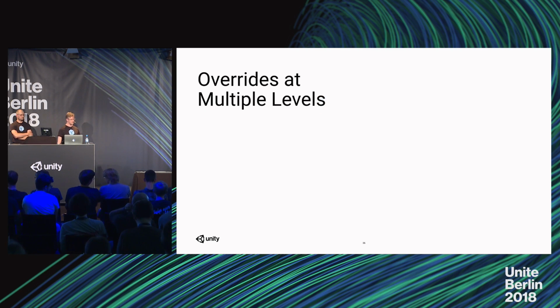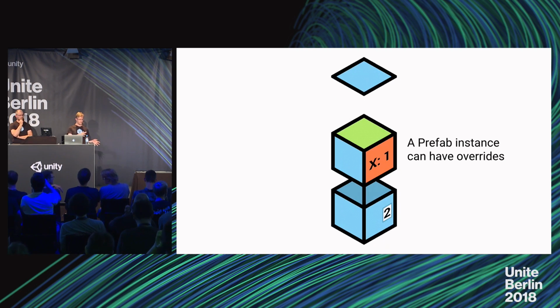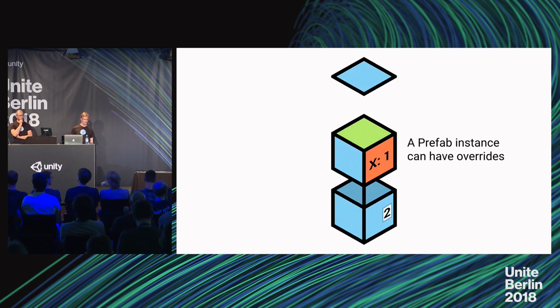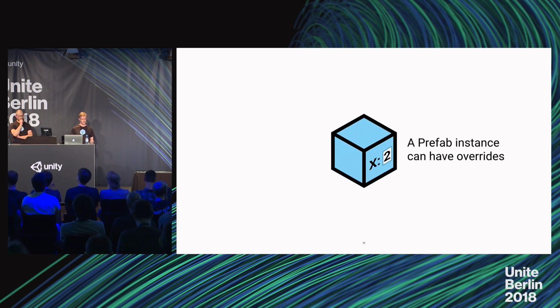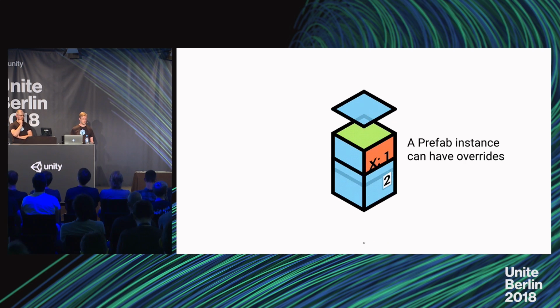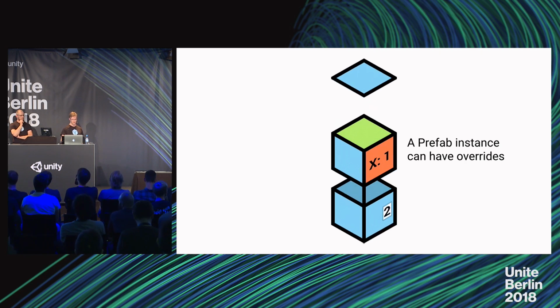So let's dive deeper into overrides at multiple levels. Let's take the basics with this visual metaphor in these GIFs. A prefab instance can have overrides. That's like something you stick onto the prefab instance container, but if you peek inside of it, you won't see the override.